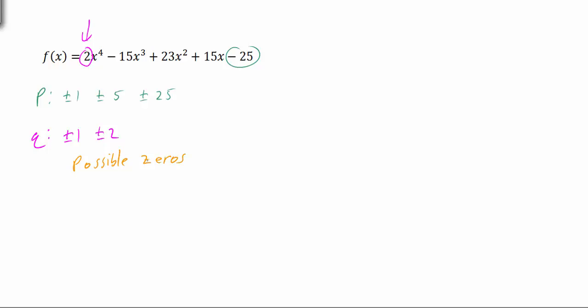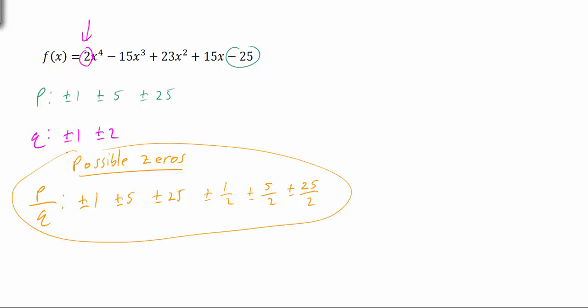So that means the possible zeros would be all combinations of p divided by q. So of course we could just have plus or minus 1, plus or minus 5, plus or minus 25. That's taking each one of these factors of p, dividing it by 1. Now we need to take each factors of p and divide it by 2. So we'd have 1 over 2, so that's plus or minus 1/2. 5 over 2, so that's plus or minus 5/2. And then 25 over 2 would be plus or minus 25 over 2. So here we have all of the possible zeros.